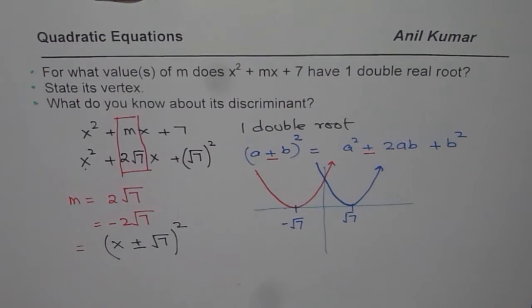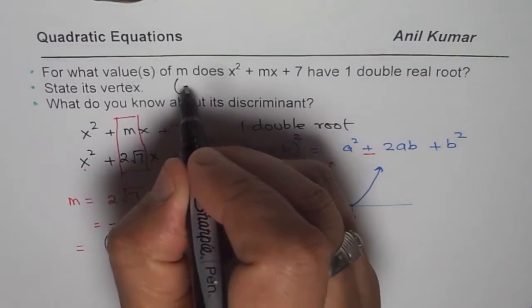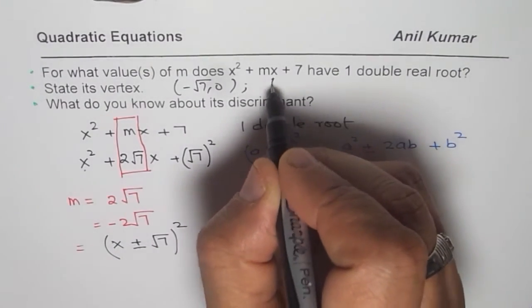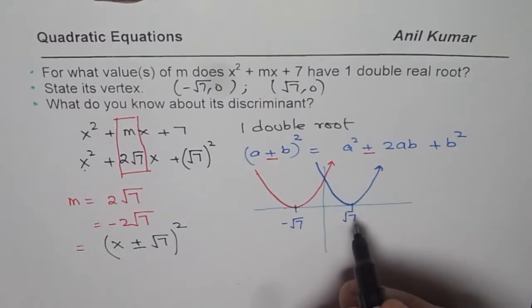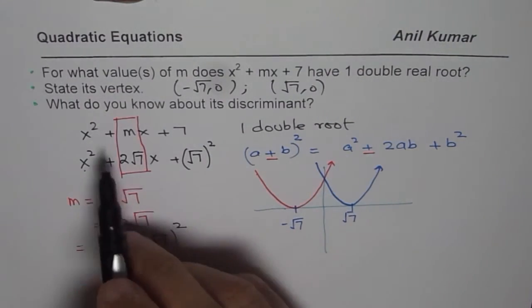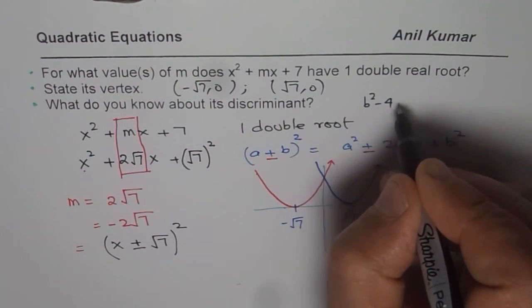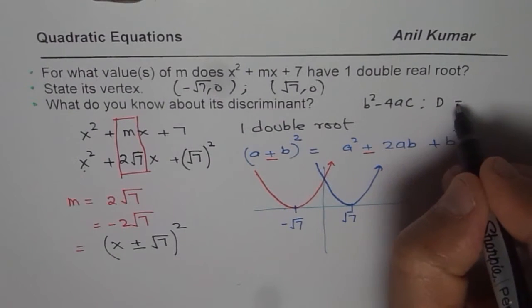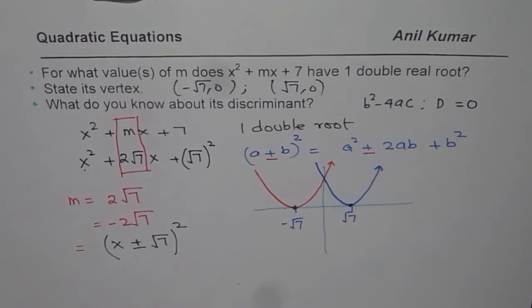Now you know where the vertex is, right? So what we can say here is that the vertex could be at minus square root 7, 0, or it could be at square root 7, 0. Is it okay? So these are two possible positions of the vertex. What do you know about the discriminant? Discriminant b square minus 4ac, that is, or you can say D should be equal to 0, since we have only one real root. So that is how you can answer this question.